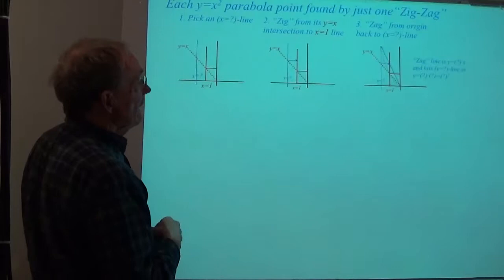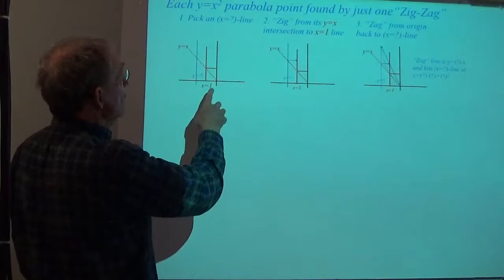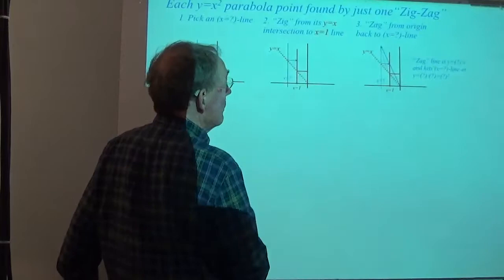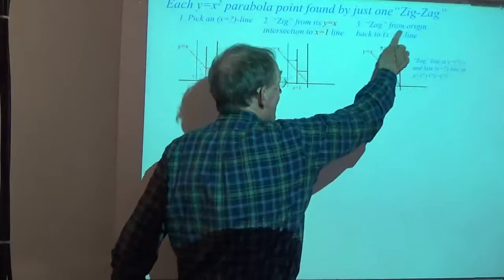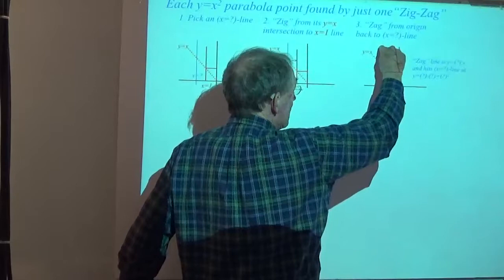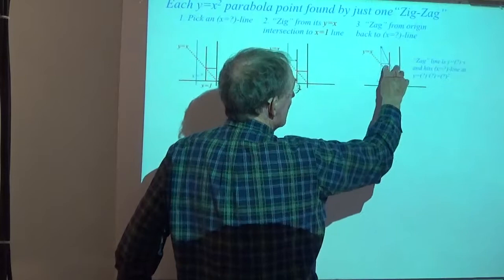And the basic idea is to just do the zigzag from its y equal x intersection to the x equal 1 line. So where that intersects, you go to that point, and then you zag from the origin back to that line through that point, like that. Bingo. That's the value of the parabola, and I put a little dotted line of the parabola up to that point there.